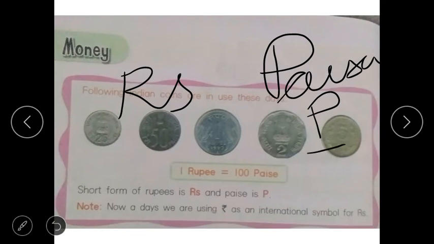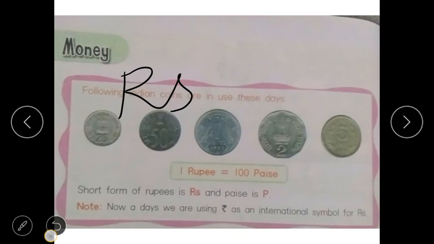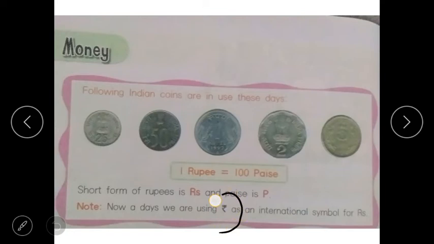And instead of writing rupee, if you write RS, that means rupees only. It is written in short. In maths we can't always write the full spelling, so you have to write in short. Nowadays we are using this symbol as an international symbol for rupees. That is what I wanted to tell you.